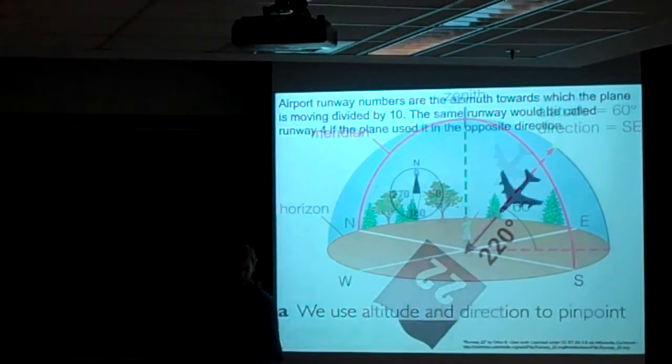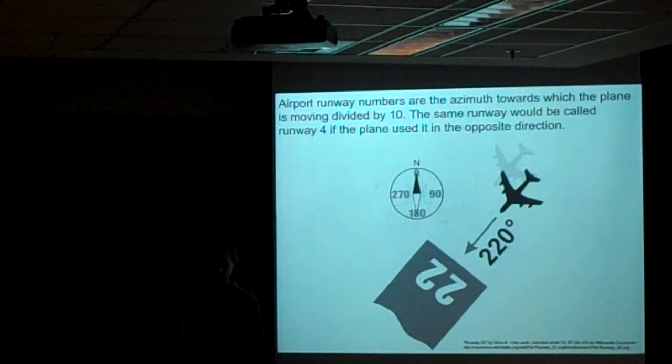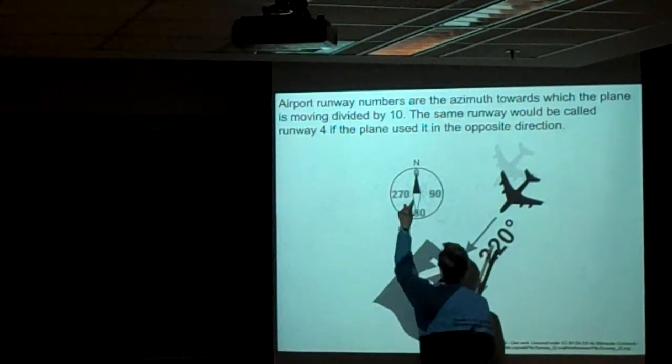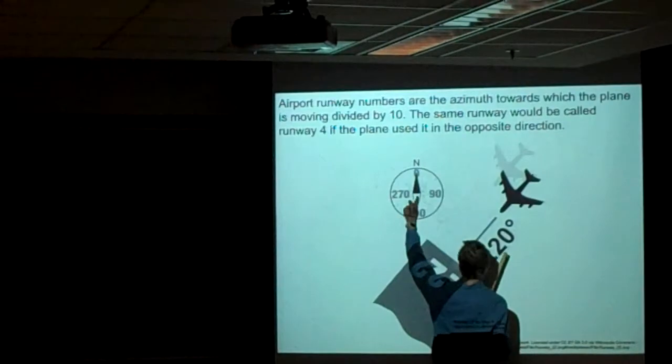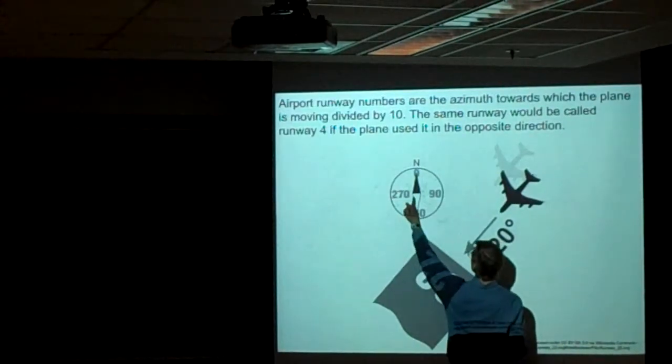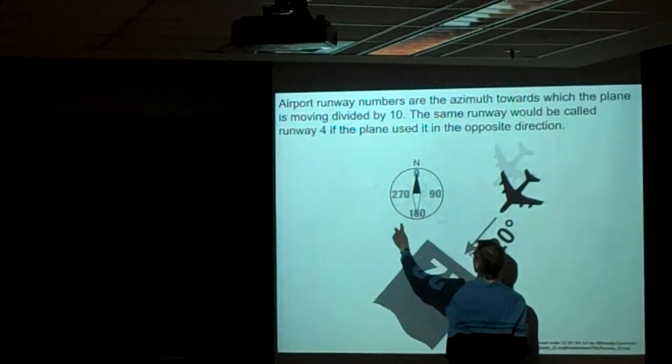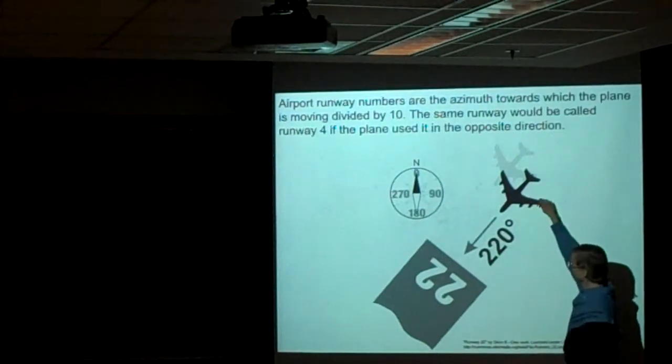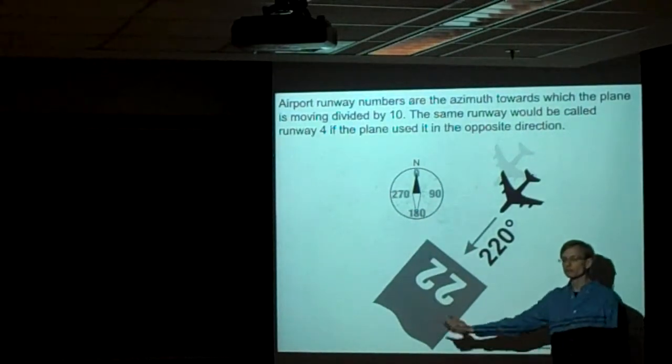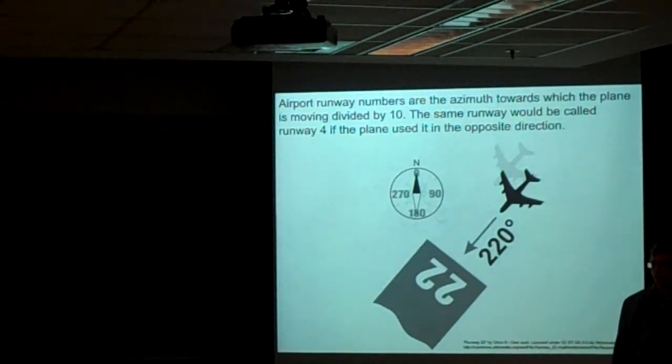And I also mentioned the fun fact that that's how airport runways are numbered. You take the azimuth the plane is flying in and divide it by 10, and that's the number of the runway. So a plane which is flying at azimuth 220, which would be towards the southwest, is said to be landing on runway 22 as a result of that.